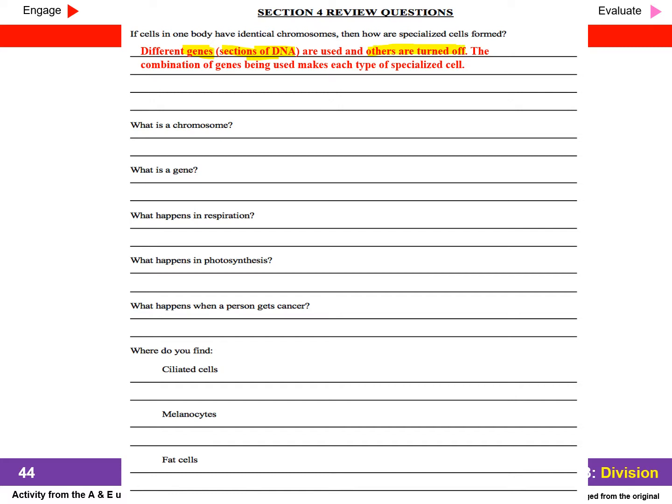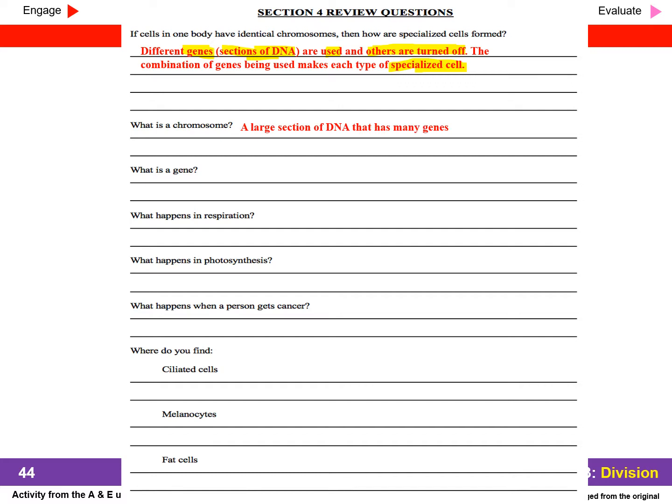So some genes are being ignored while other genes are being used, and that combination of genes is how we get a specialized cell. So again, it's that idea of being a textbook. Some genes you could think of as chapters in the book. So the chapters that we're reading are the chapters that are being used. Those are the genes that are being used to create that special cell. All the chapters that are not being used, those are the genes that are turned off and that are being ignored. So by using some genes and ignoring other genes, that's how we get the cells to specialize into the different types of cells we've learned about.